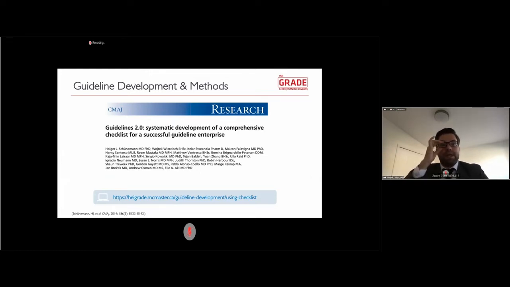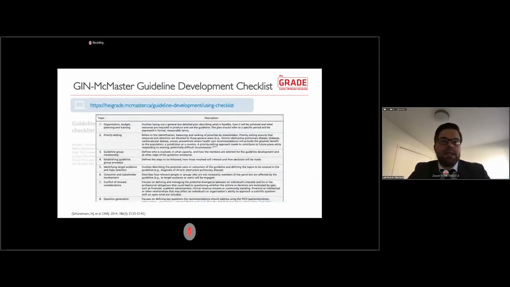In terms of continuing then things for the advancement and progress in guideline development and methods, one piece of work I'd like to highlight is that of the development of the GIN, what is now known as the GIN-McMaster Guideline Development Checklist, which was published in 2014 in the CMAJ. And the checklist outlined 18 domains for guideline development, considering each of the steps that should be completed or considered by guideline developers in completing a guideline from start to finish.